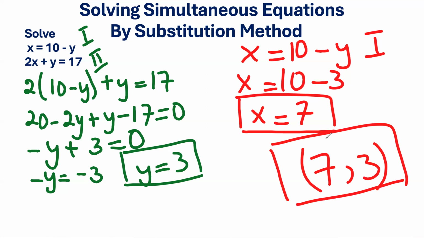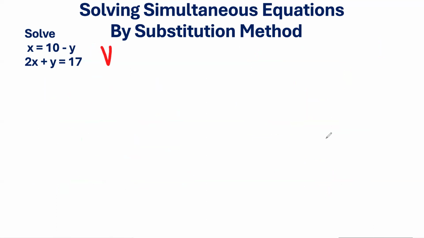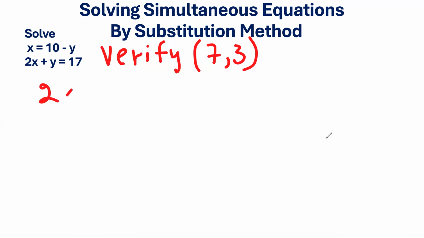Now we will verify our answer, 7, 3. Let's do verification. Verify 7, 3. x is equal to 7 and y is equal to 3. You can start with equation number 2. Equation number 2 is 2x. You can solve by equation 1 also. You can do verification by using equation 1 also. But I'm using equation number 2. 2x plus y is equal to 17.